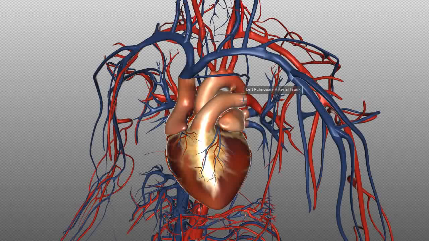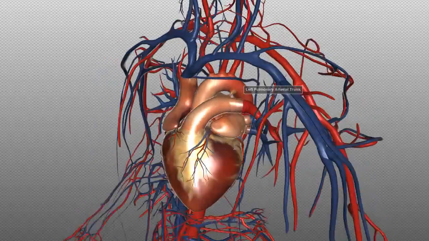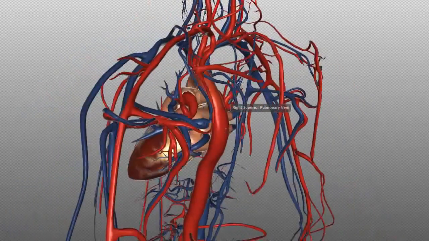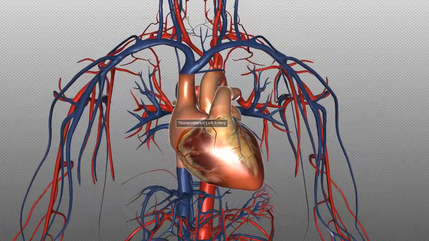So this is the only artery that carries deoxygenated blood in the body. And also you can see the pulmonary veins, which are returning from the lungs into the left side of the heart, the left atrium, are blue in this model because they're veins, but again these are the only veins in the body that carry oxygenated blood. So just to point that out.